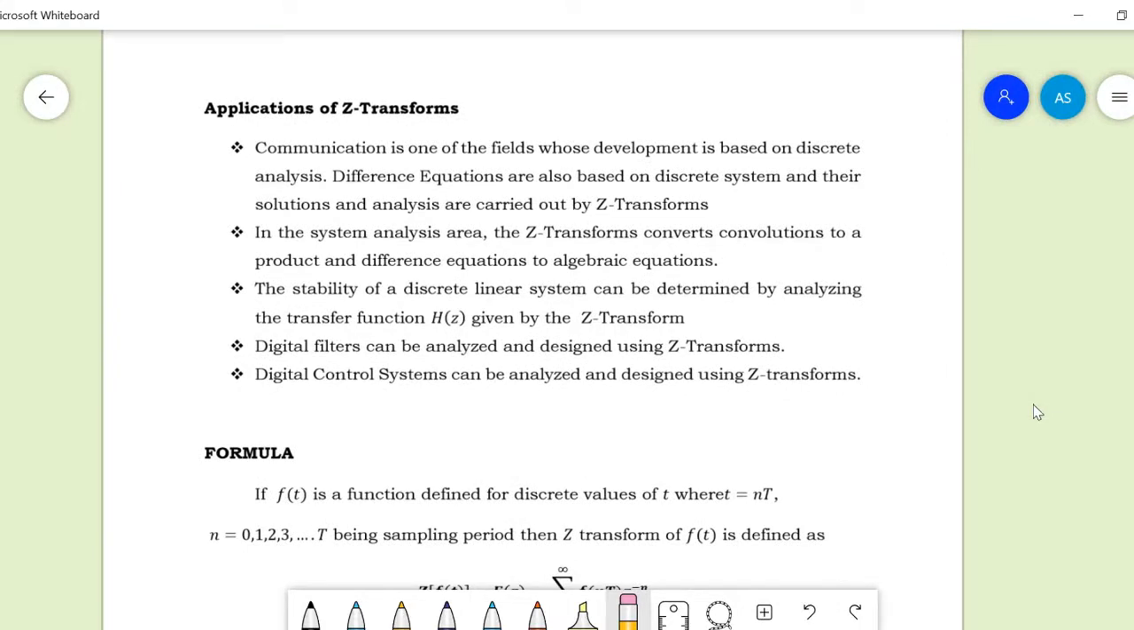Applications of Z-transform. Communication is one of the fields whose development is based on discrete analysis. Different equations are also based on discrete systems and their solutions and analysis are carried out by Z-transform. In the system analysis area, the Z-transform converts convolution to a product and difference equations to algebraic equations. The stability of a discrete linear system can be determined by analyzing the transfer function H of z given by Z-transform. Digital filters can be analyzed and digital control systems can be analyzed and designed using Z-transform.